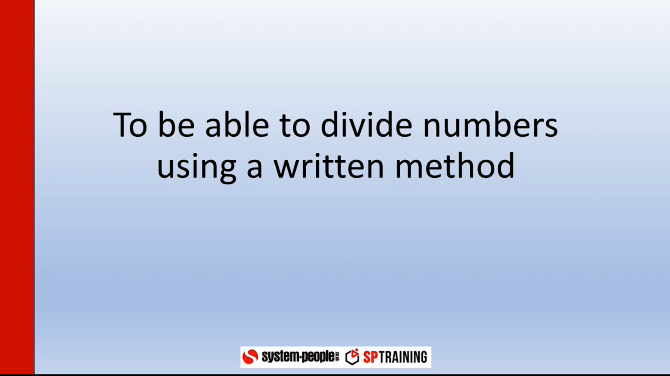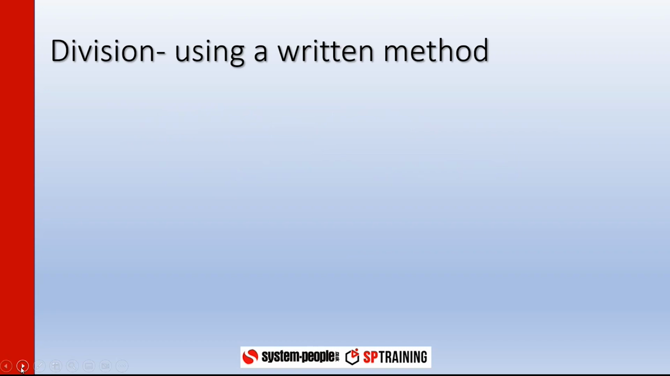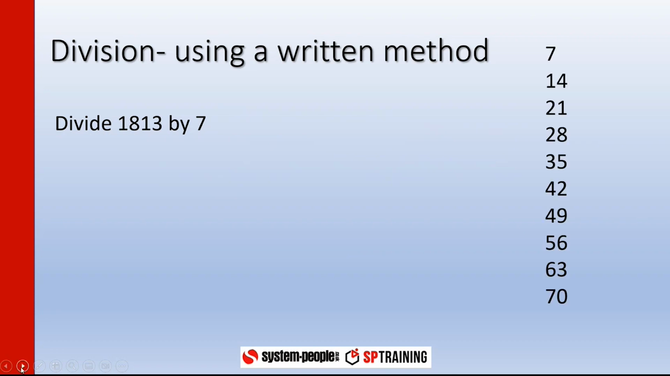So our objective is to be able to divide numbers using a written method. First of all, using this written method, we're going to divide 1813 by 7. The first thing I would always do is write out your 7 times table, your multiples of 7 up to 10 times 7. So if you look here, I've got 7, 14, 21 and so on, and I've written out my tables up to 10 times 7.